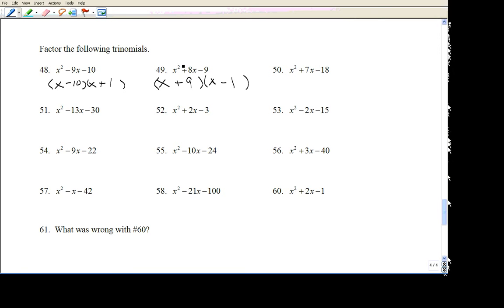And then number 50, we have x squared plus 7x minus 18. So what factors of -18 add to +7? And again, we'll have different signs. So to get factors of -18, well, for 18 itself, 9 and 2 will get us 18, but if we want the signs to be correct, then we need a +9 and a -2.